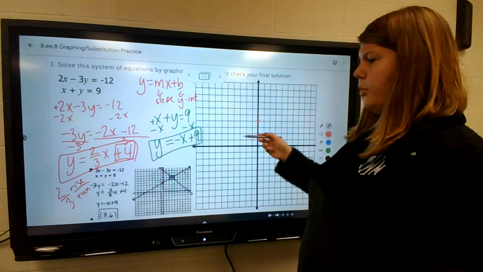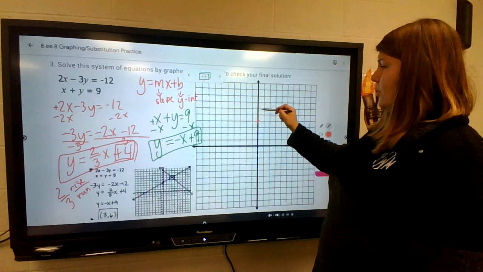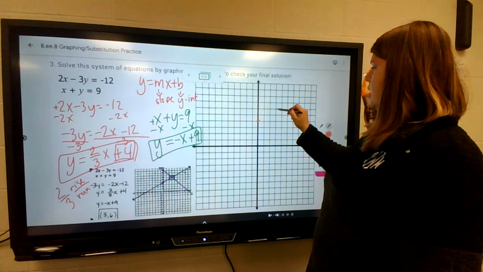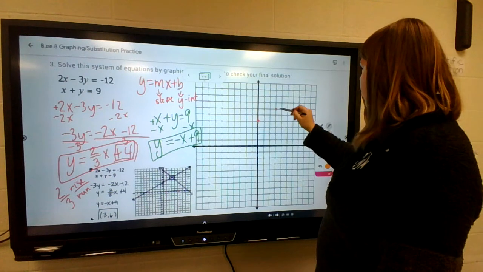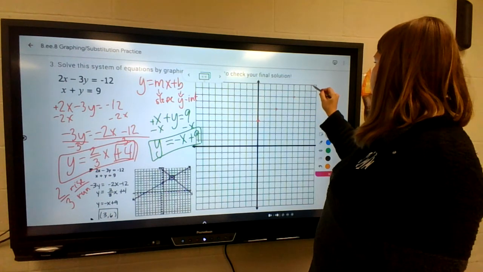Okay, so they're both positive. So my rise is up 2. And then run is still positive, so that's to the right 3. So up 2 to the right 3, it's my next point. And I'm going to do as many points as I possibly can on this graph. So up 2 to the right 3, up 2 to the right 3.